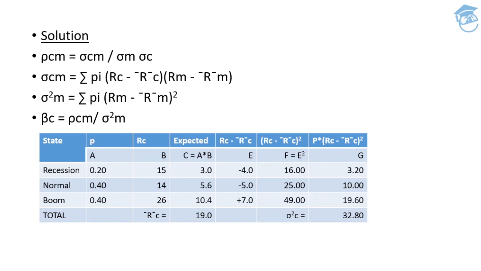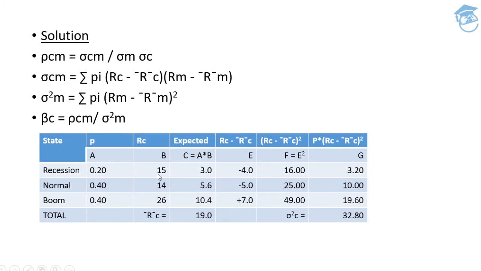Next, I'll have to square the deviations. I'll get my F column. And once I square them up, I will multiply the same with probability, which is 0.20, 0.40 and 0.40 in these different scenarios. So recession, coming to 1, recession, then normal, then boom. Probability 0.20, 0.40, 0.40. Returns which have been provided to us in the question, 15, 14 and 26.